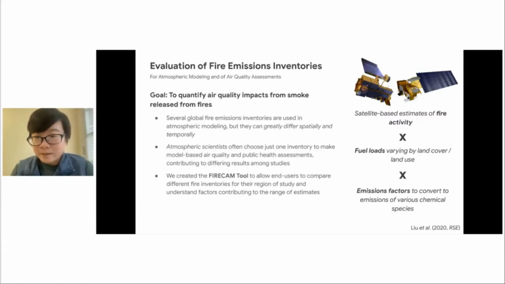In atmospheric modeling, we use fire emissions inventories to drive the model and quantify the air quality and health impacts from smoke released from fires. The issue here is that there are a couple widely used global inventories, but they can greatly differ both spatially and temporally. Differences arise in the way inventories integrate satellite-based fire activity, fuel load estimates, as well as emissions factors, the 3 components necessary to estimate fire emissions for different chemical species like carbon monoxide and particulate matter.